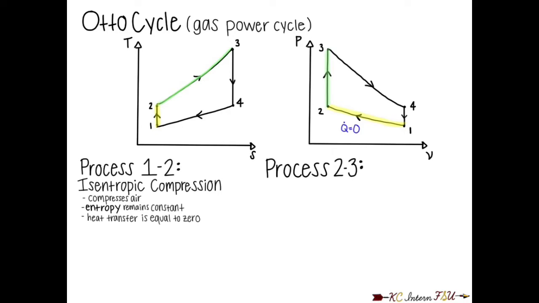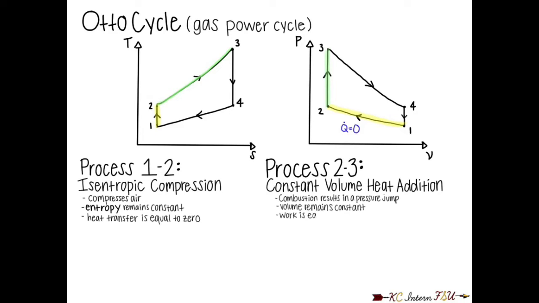Process 2 to 3 is a constant volume heat addition. In this stage, a pressure jump occurs due to combustion. The volume remains constant, meaning work for the process is equal to 0.